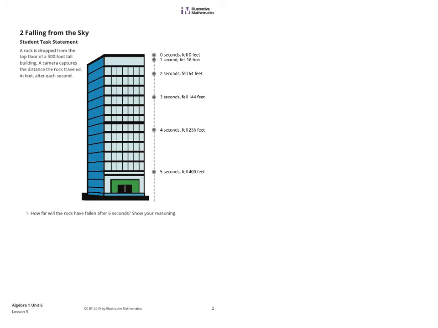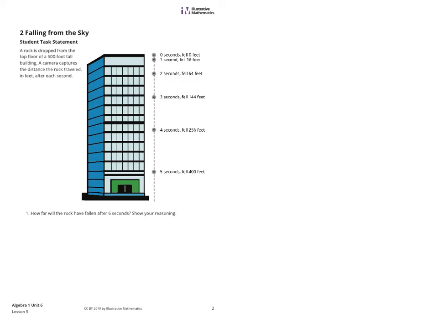All right, falling from the sky. So what you guys don't know is the motion of a falling object is very commonly modeled with quadratic functions. So here we're going to build a really simple quadratic model or equation using given time distance data of a free falling rock from a building. Do not try this at home. So if we look at this data, a rock is dropped from the top floor of a 500-foot tall building. A camera captures the distance the rock traveled in feet after each second.